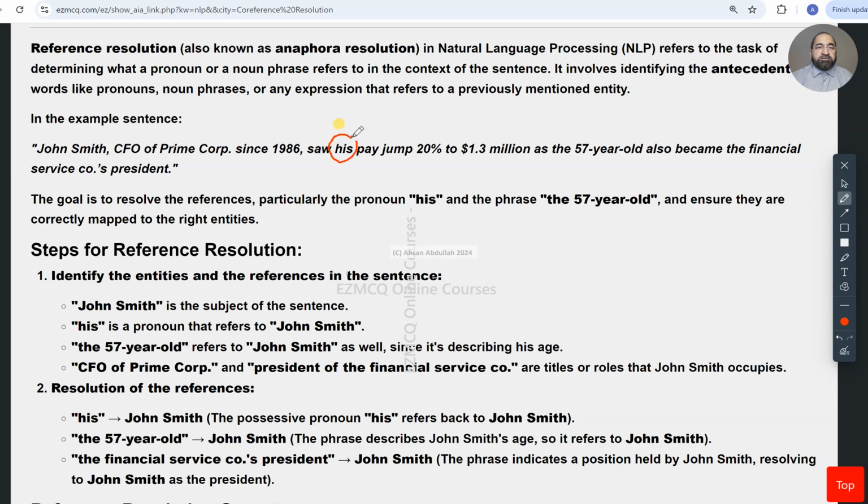So his, the 57-year-old, and John Smith, these are the same people. This is easy for us. We are humans, we are very smart as compared to machines, but machines have a hard time understanding all of this. All right, so let's move ahead.